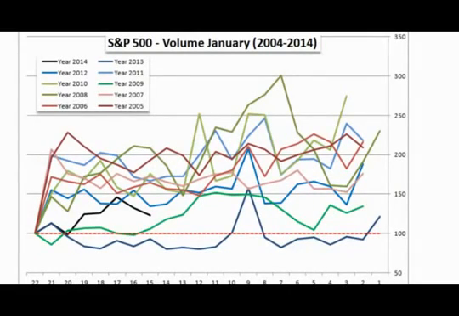Comparing volumes for January, going back the past 10 years. Black is our current year. And as you can see, our volume is exceptionally low. The only lower volume that we have here is 2013 and 2009. 2009 ended up being a very aggressive sell-off into the first quarter, or actually it was a pause and then continuation. And 2013 was a slow and steady advance.